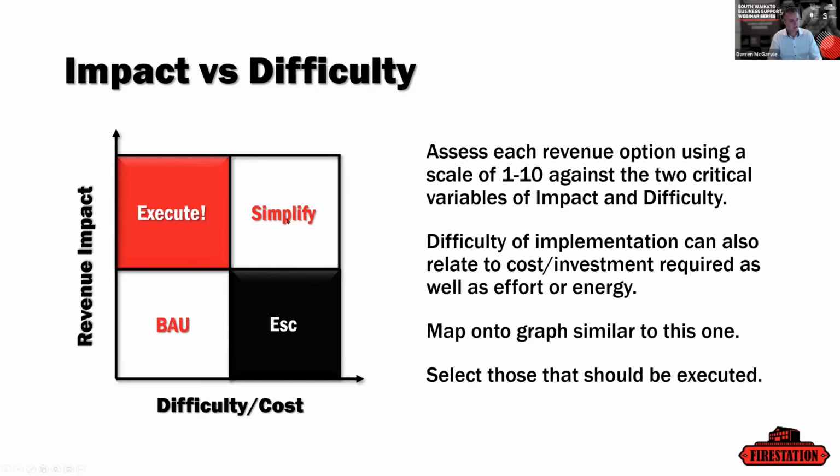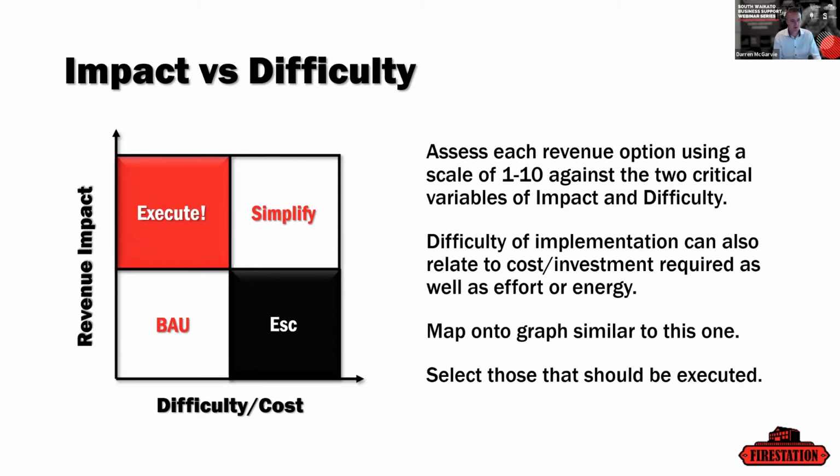If you've got something that's highly difficult, but is going to have a high potential revenue impact, the question is, can I simplify it? Can I strip out some of that difficulty and cost in a way that's not going to materially impact the revenue? Maybe I could take out half the cost, but I could get, say, 80% of the revenue.